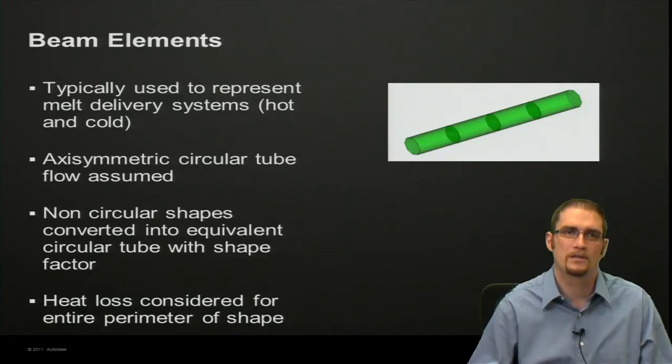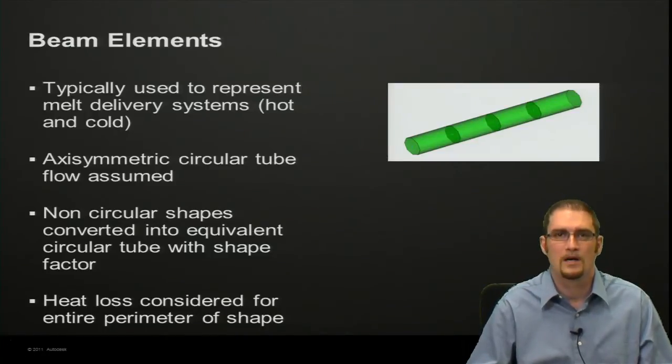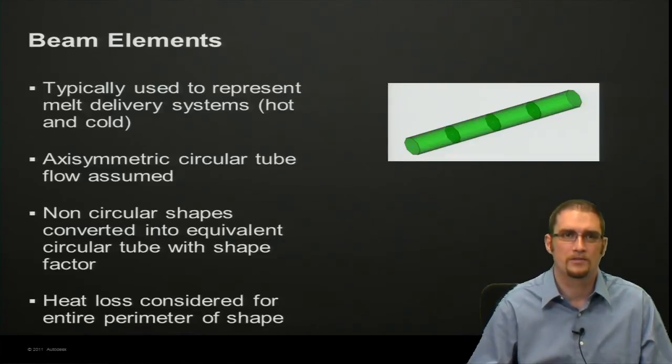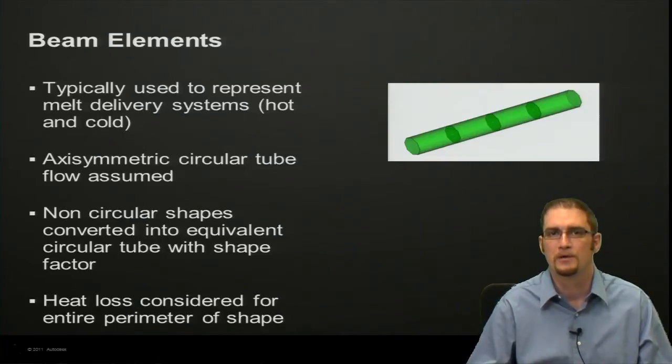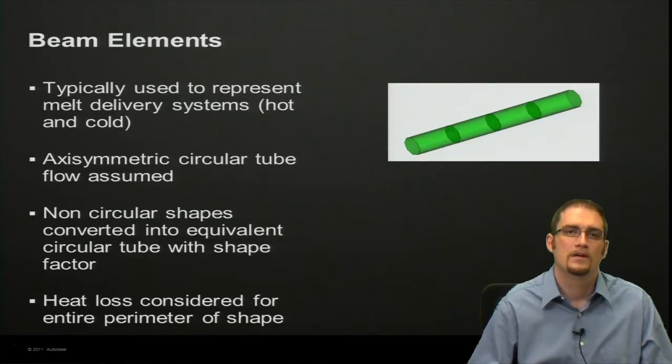The next thing we should be aware of is that these beam elements can be modeled in many different shapes, half rounds, tetrahedrals. When they are non-circular shapes, we're actually going to convert these into a circular tube, which the solver does behind the scenes to carry out the calculations. And also heat loss is considered around the entire perimeter of the shape, as it should.